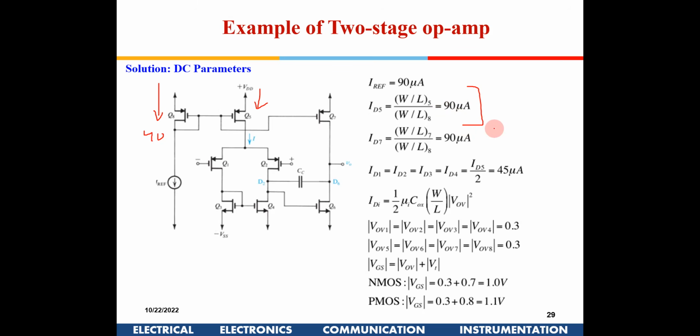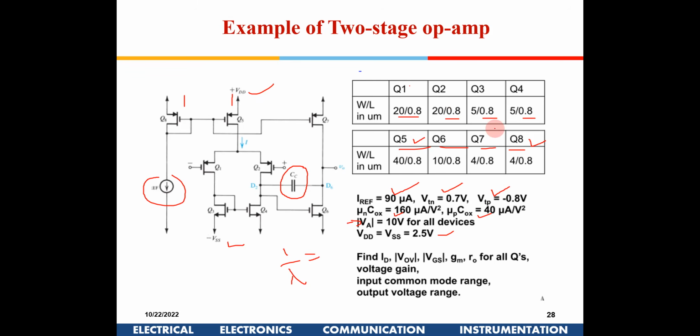So ID5, whereas here it is given the same. So both are the same, I think. So I5 should be I reference multiplied by the ratio. This is Q8 and Q5, right? Q5 should be 10 times Q8. Yeah, it should be 10 times. Probably this also should be 40 actually. So there could be an error.